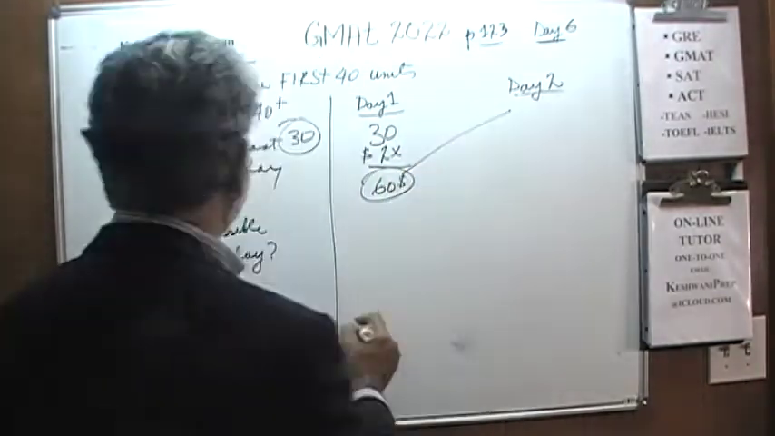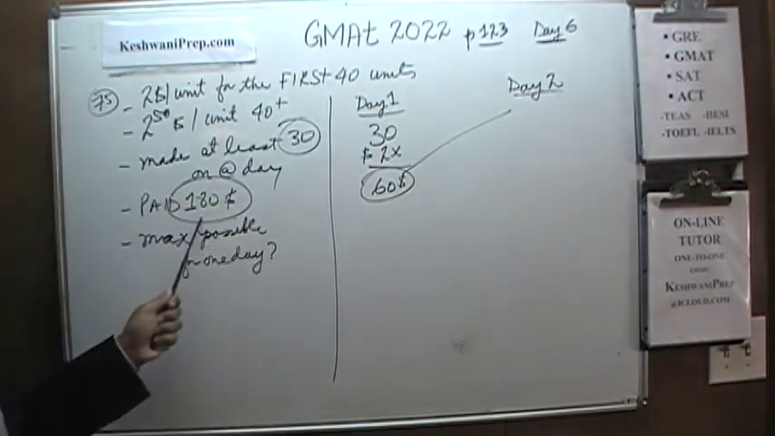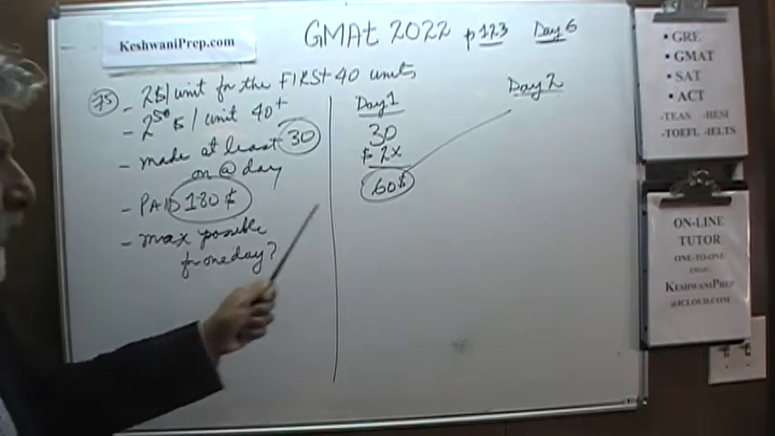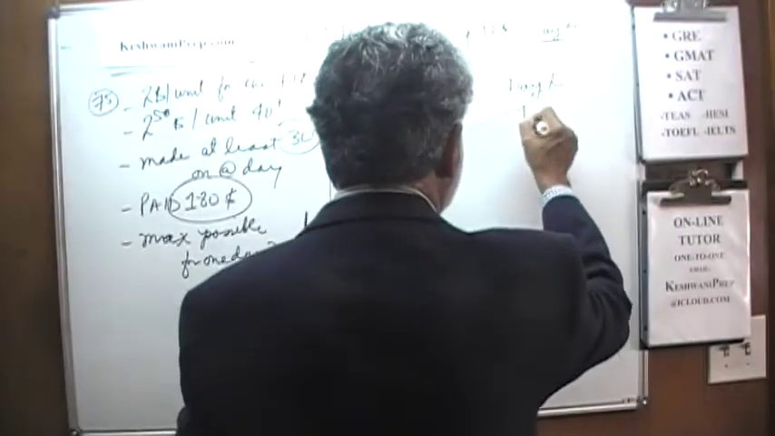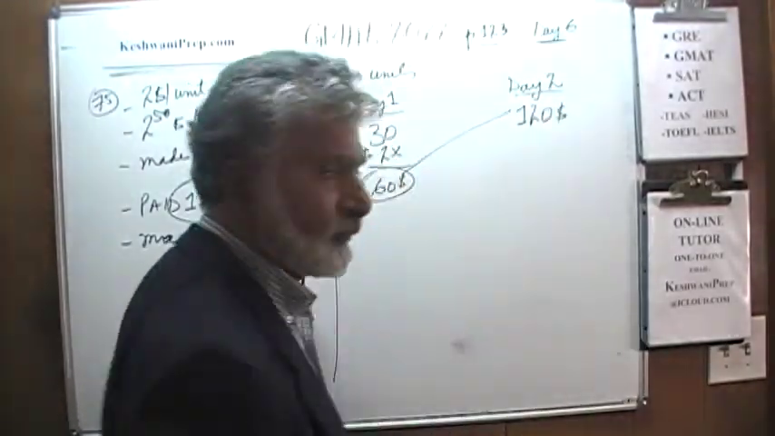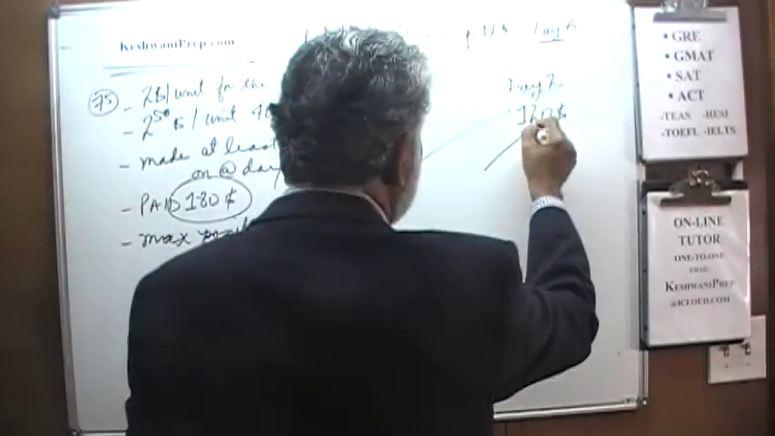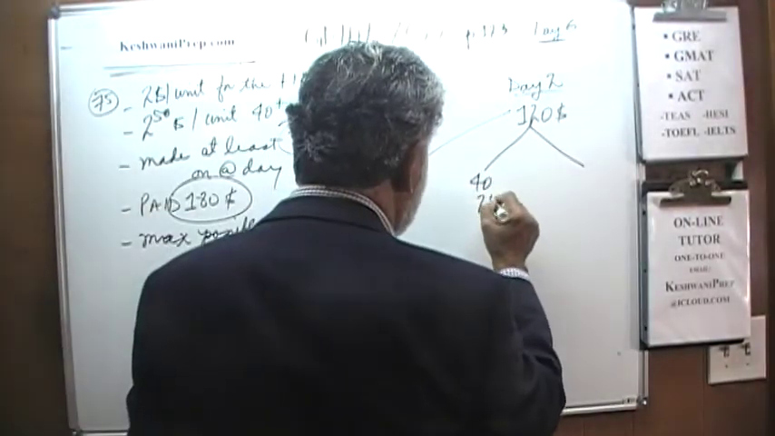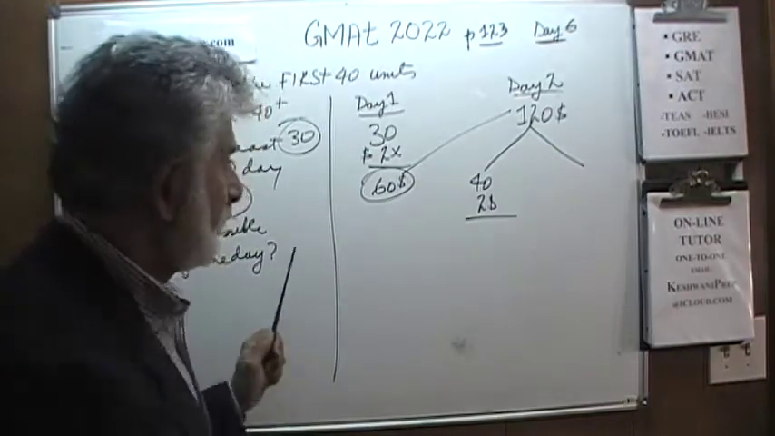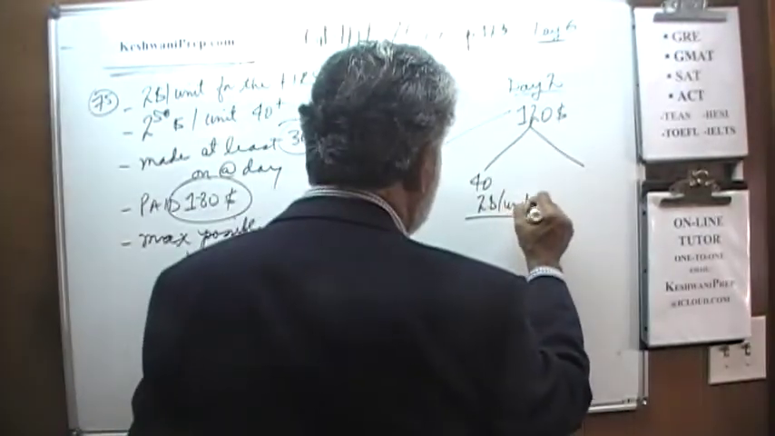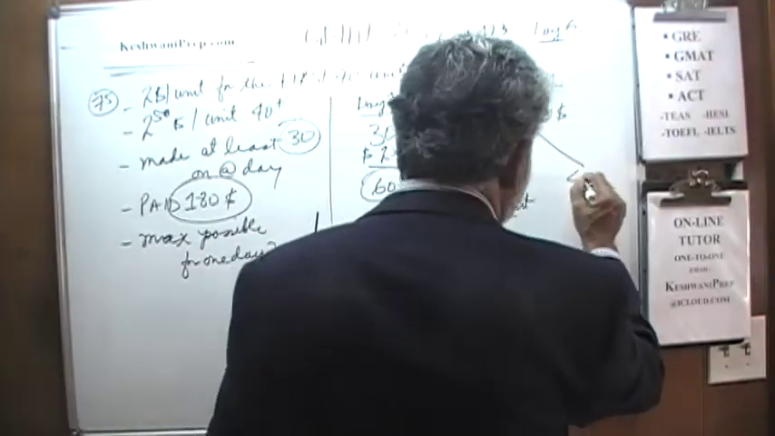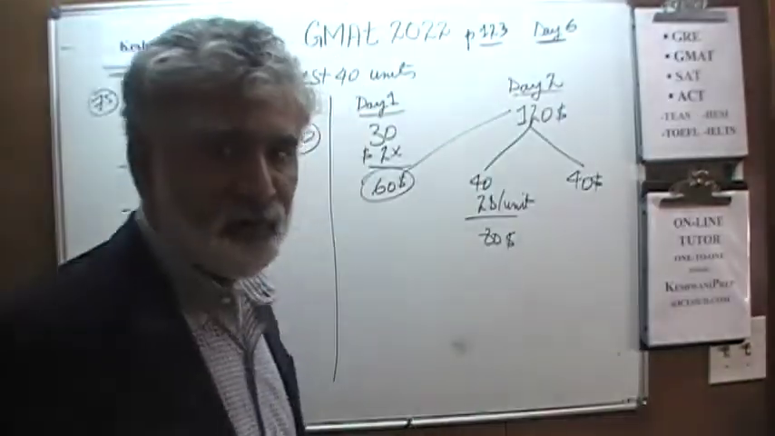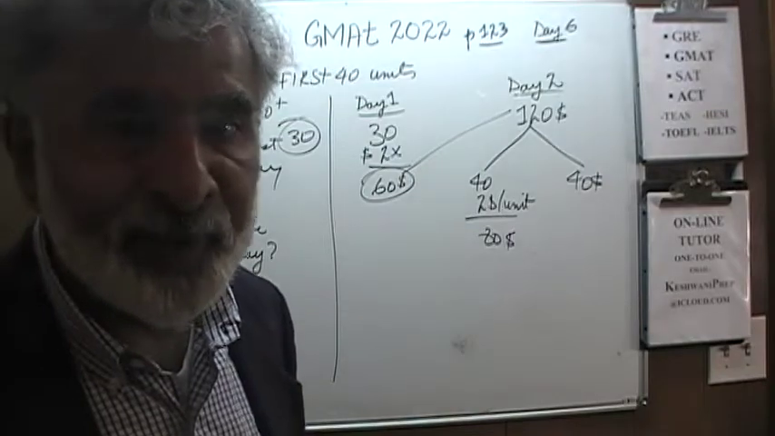Which means, since we earned $180 on the 2 days together, on day two, we must have earned $120. $120 on the first 40. On the first 40, we're going to make $2 per unit. That's going to give us $80. Which means we must have made $40 on anything that we made above 40.